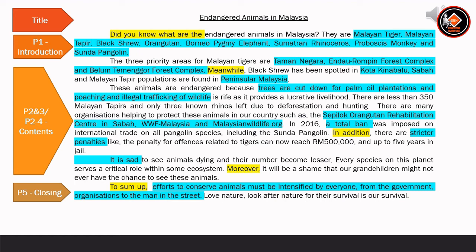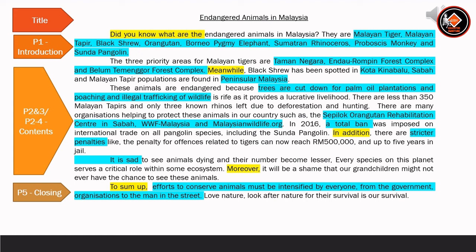These animals are endangered because trees are cut down for palm oil plantations, and poaching and illegal trafficking of wildlife is rife as it provides a lucrative livelihood. There are less than 350 Malayan tapirs and only 3 known rhinos left due to deforestation and hunting.